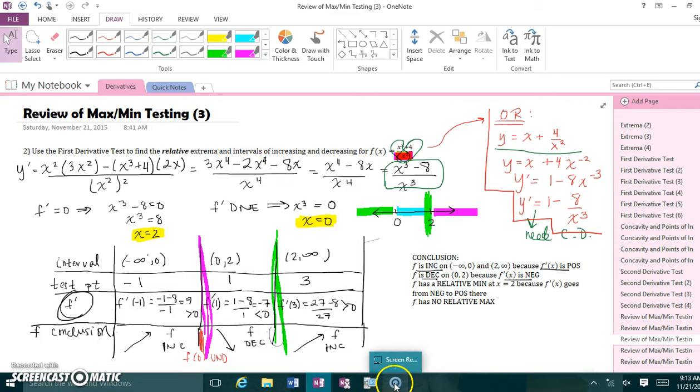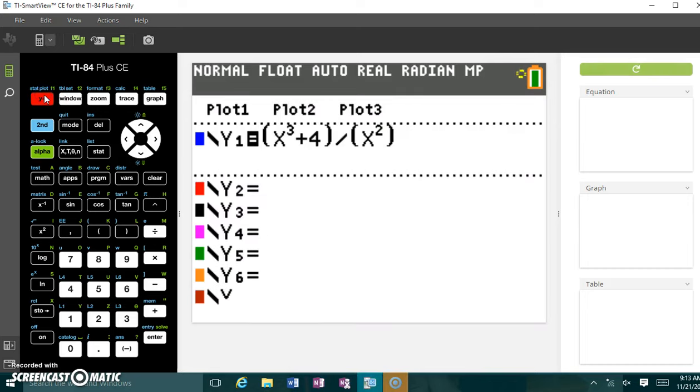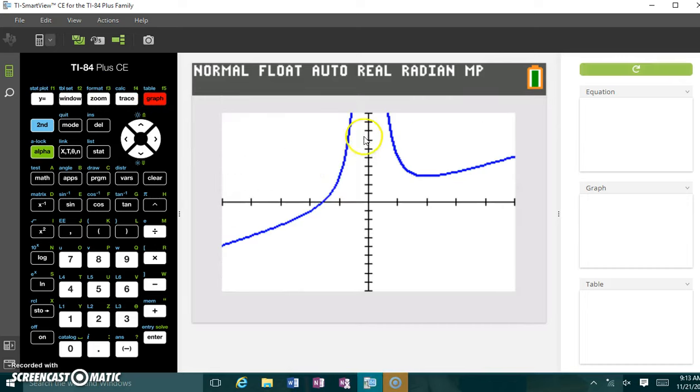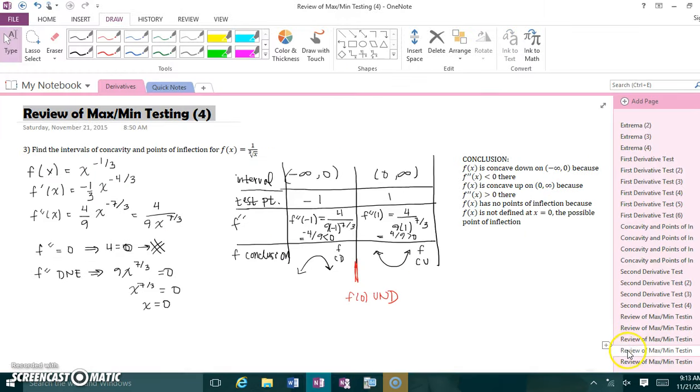So x cubed plus, I ended up graphing it here. I typed in my function, I graphed it, and notice you cannot say that there's a max here. It's going up here and going up here, but there's no actual value there. There's an asymptote. F of 0 doesn't exist. There is a relative min here, though. That's what we were able to say. And let's move on here.